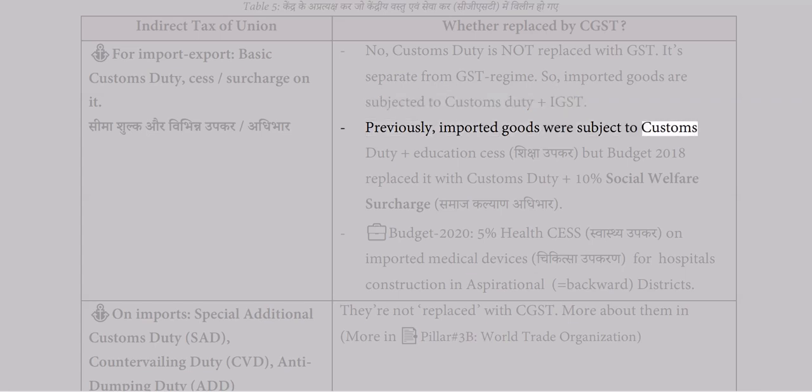Previously, imported goods were subject to customs duty plus education cess, but Budget 2018 replaced it with customs duty plus 10% social welfare surcharge. Budget 2020 added a 5% health cess on imported medical devices, for hospital construction in aspirational or backward districts.